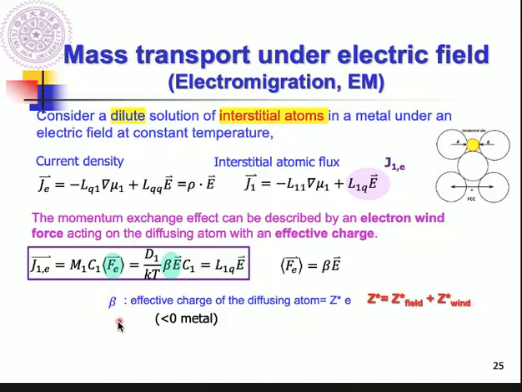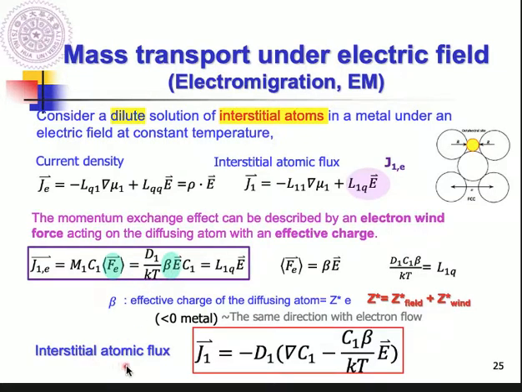So the value for beta is because this diffusing interstitial atom is pushed by electrons, right? So it moves relative to how much the electrons move. Usually the value for beta will be negative. Negative implies the moving direction of these interstitial atoms is the same as the electron flow. Okay, so now you get the value for this term, right?